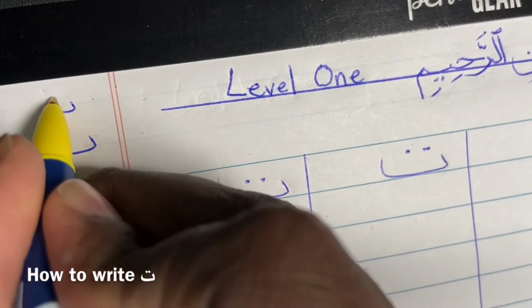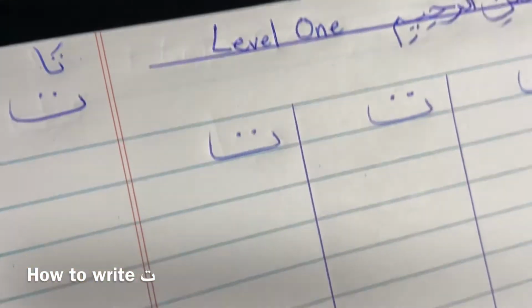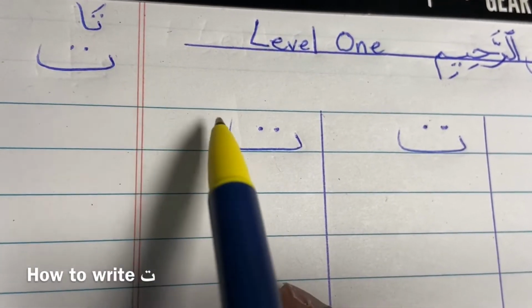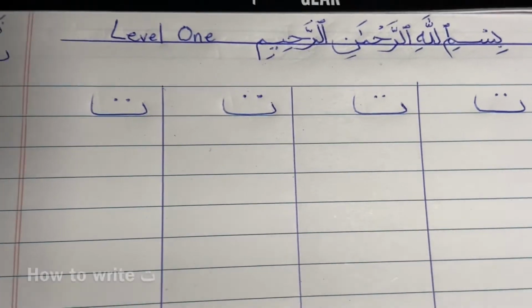The correct pronunciation of the letter is like a ta with an alif. Ta. So it's not heavy. Ta is a fatha. Jazakallahu khairan. And we'll go on to the next letter.